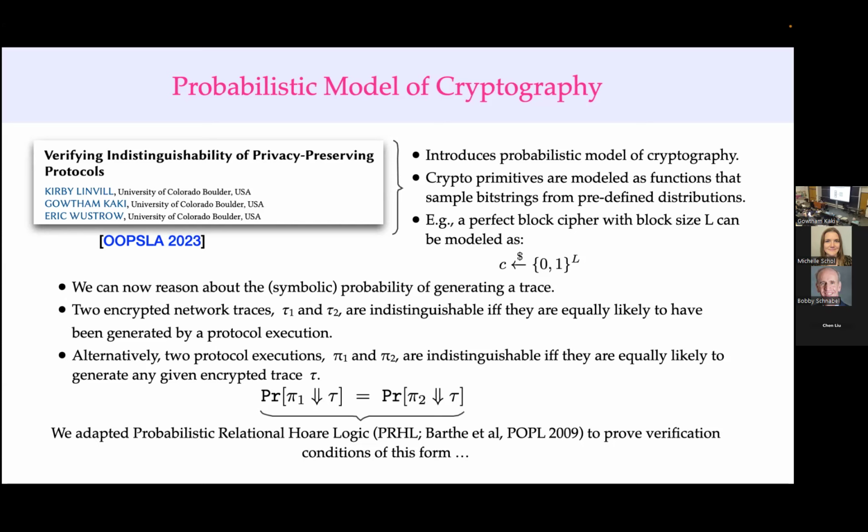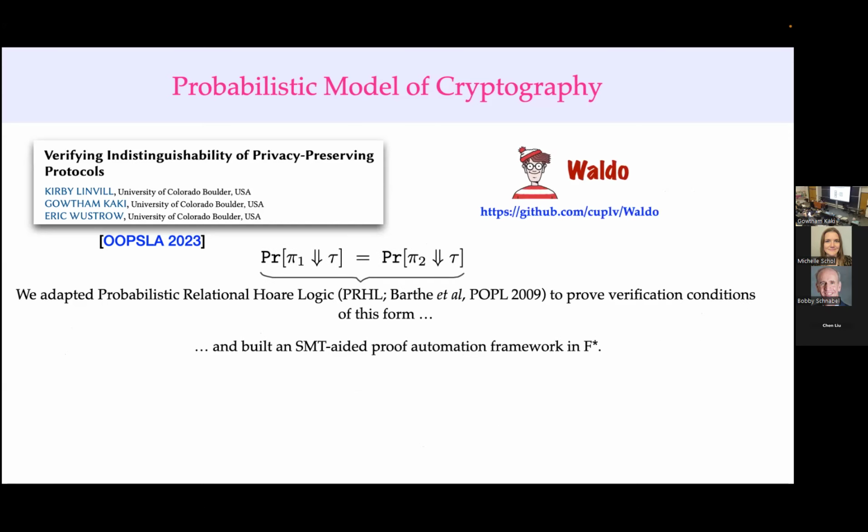So we can now reason about the symbolic probability of generating a trace. When you have two encrypted traces, they are indistinguishable if and only if they are equally likely to have been generated by a protocol execution. Stated otherwise, two protocol executions are indistinguishable if they are equally likely to generate any random trace, tau, right? So this is the verification condition that we have to verify for a given protocol. There is a logic called probabilistic relational Hoare logic, which we adapted to this situation to actually do that. We implemented a tool called Waldo, which is embedded in this automated reasoning framework called F-star.